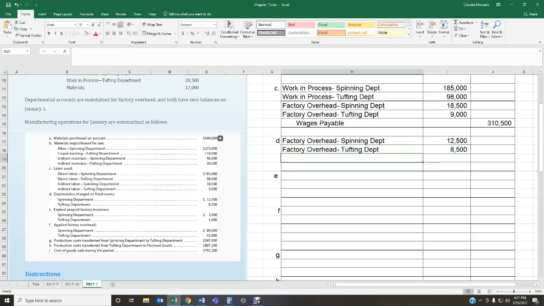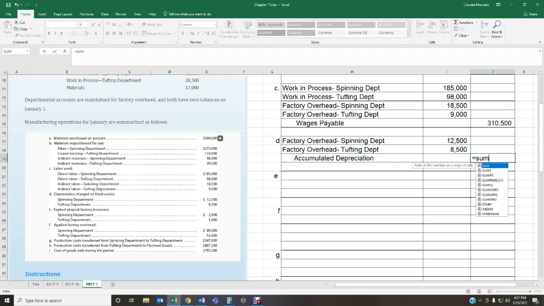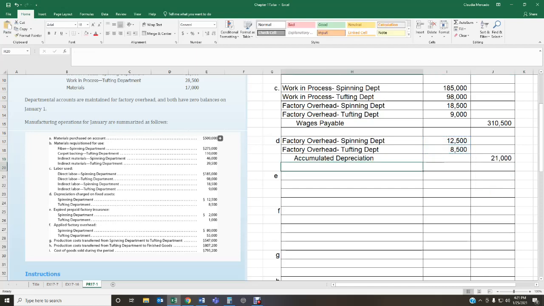So this is the amount of the depreciation. Now I'm going to credit accumulated depreciation. Okay, and then we're going to get a total, and that gives me $21,000.